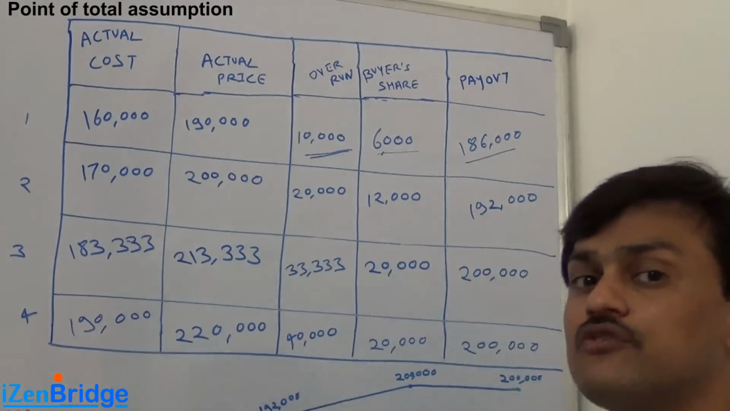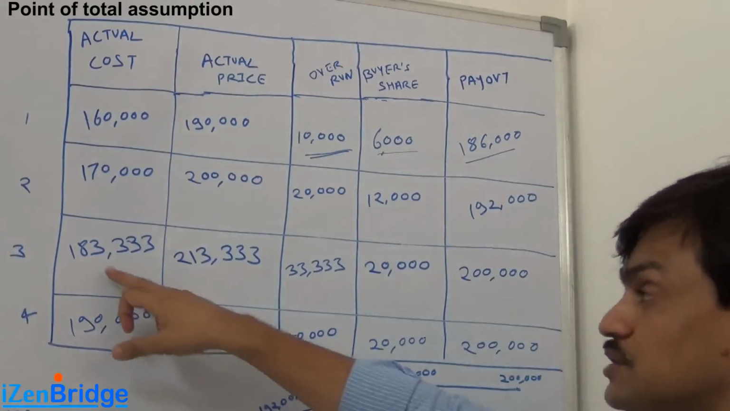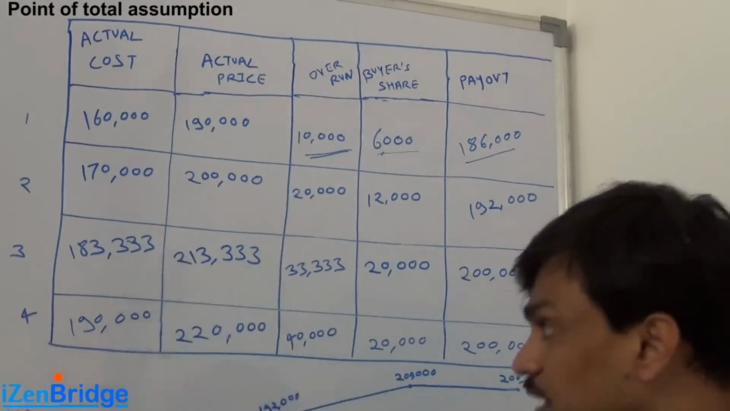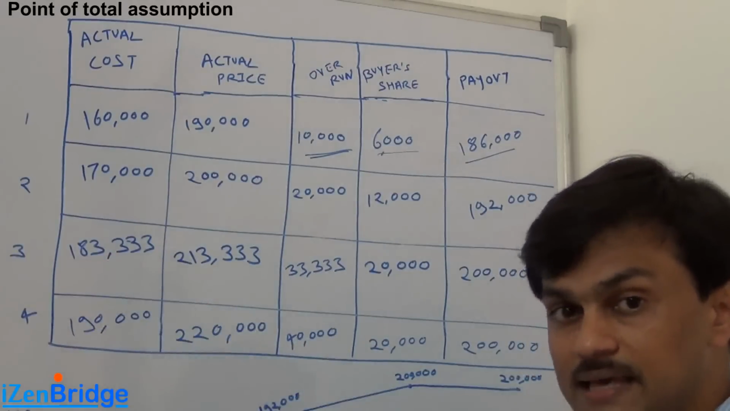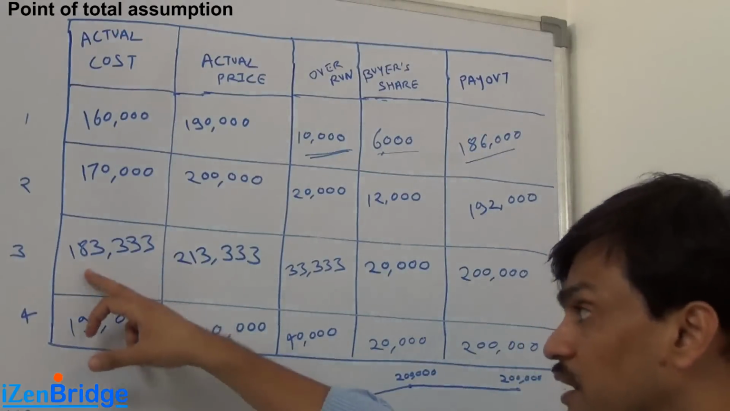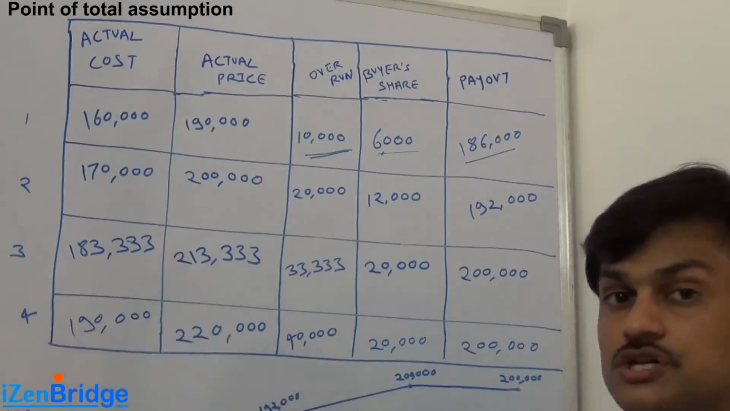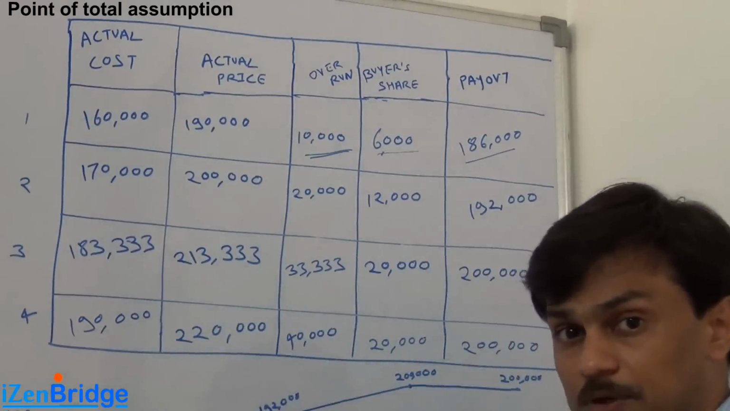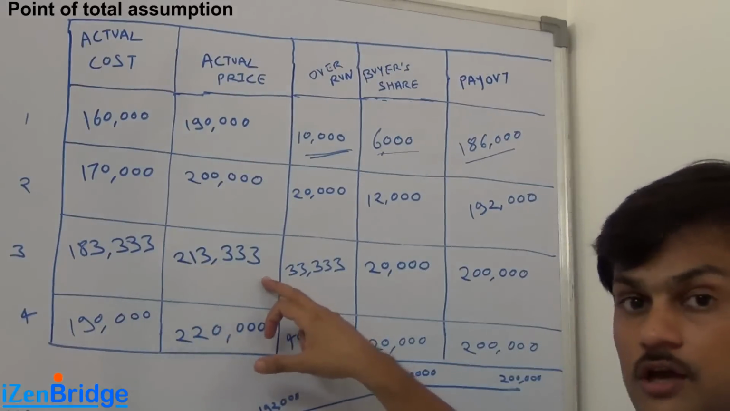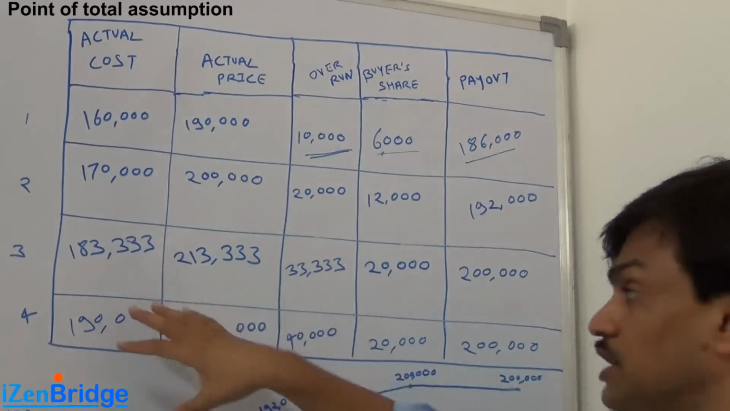So we still have not reached the point of total assumption. The point of total assumption was 183,333. So what if I, as a seller, end up spending 183,333? This will raise the price of that particular project to 213,333, which is 180 plus 183,333 plus 30,000.